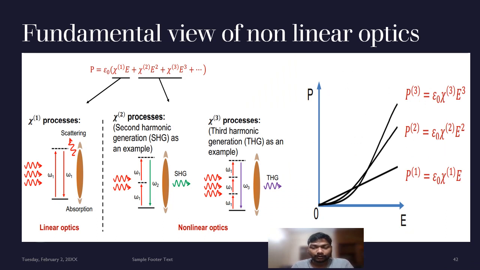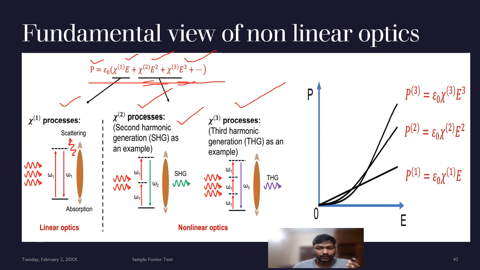This is the fundamental view of nonlinear optics: the polarization is not linear, as you have studied. Here the polarization varies as E square and E cube. On that basis, we discuss the chi1 process, and the chi2 process, in which the polarization varies as E square, is known as second harmonic generation. The chi3 process, in which the polarization varies as electric field cube, is known as third harmonic generation. The first harmonic is linear optics.